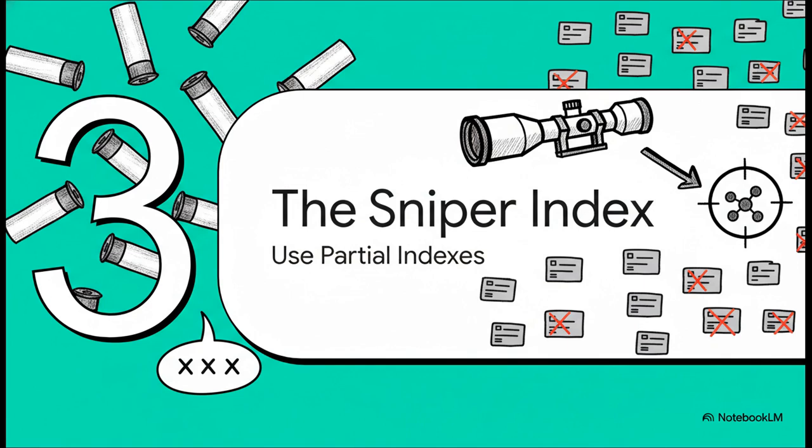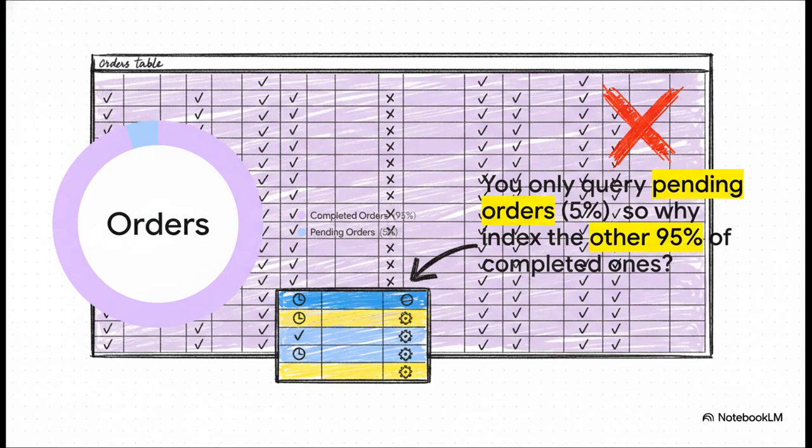Instead of using a shotgun to index everything, we're going to become a sniper. We're going to use something called partial indexes to target only the tiny slice of data we actually care about. Let's imagine a classic orders table. It's got millions of rows.